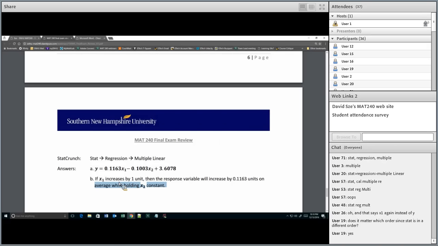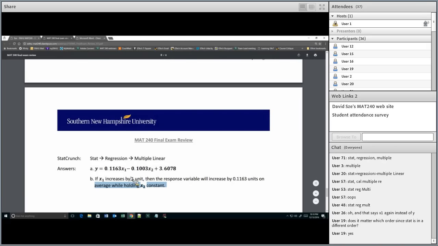Okay, so in the previous problem, it was very simple. If x increases by this, y increases by this. But in this problem, because there are two x variables, you have to say that if x1 increases by 1, then y increases by 0.1163, given that x2 is held constant. Okay, and that is that.